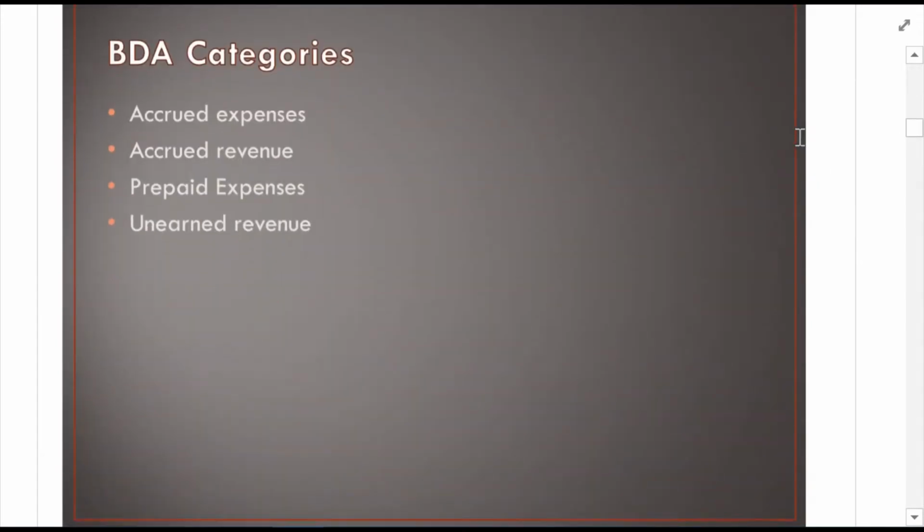So we've got some categories here. We've got 4 we need to worry about. They're not really in the order that I'm going to present them in. So we've got prepaid expenses. That's the first one we'll go through. Then we'll go through accrued expenses. Then we have the unearned revenues, then accrued revenue. We'll go through to that.